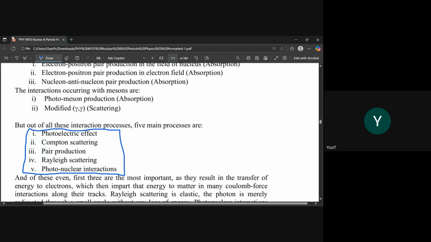Not that the others are not of interest. They are also interesting, but that's an upper-level subject. So if you want to specialize in some of these things, that's where you go into detail to find out more. But as far as this course is concerned, at this level, these are the five that we always pay attention to. And even among these, the first three are where most of our attention is based: the photoelectric effect, Compton scattering, and pair production.